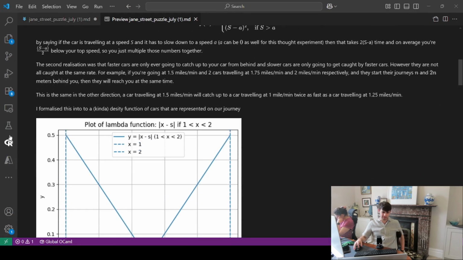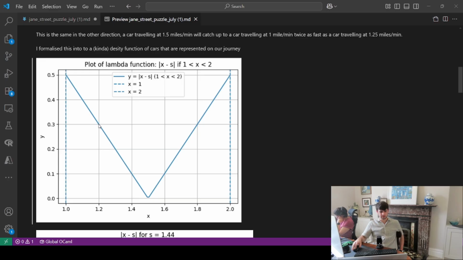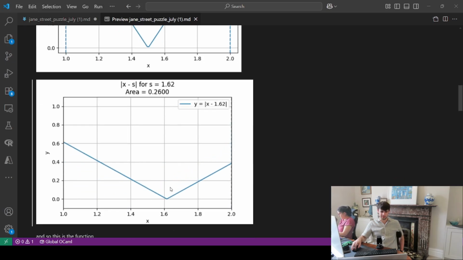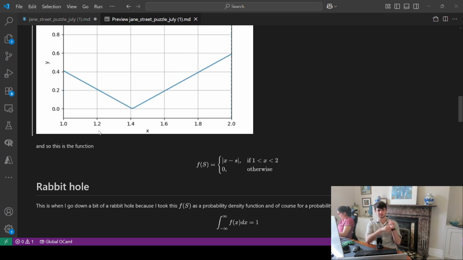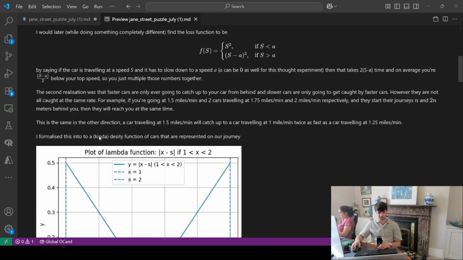And so this means that at any speed, you're not going to see an equal distribution of car speeds. I kind of formalized this into a quasi-density function, or how things are related to each other. So this is what it looks like. Traveling at 1.5, this is the density of the cars you're going to see, and if you're traveling at different speeds, this is the density of the cars you're going to see at different points. So I thought, okay, I have the density of what cars you hit, and I have the loss when you hit a car.